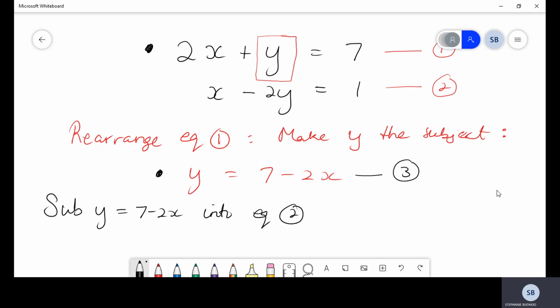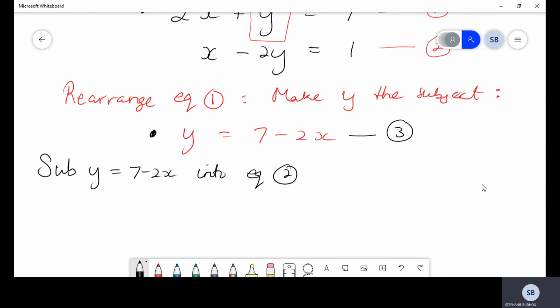We have not used equation 2, which means that we simply need to substitute this value for y into equation 2, so that finally we have used all 3 equations. So substituting y is equal to 7 subtract 2x into equation 2 will give us x subtract 2, and instead of y, we replace it with the value we are substituting. And that's the rest of equation 2.